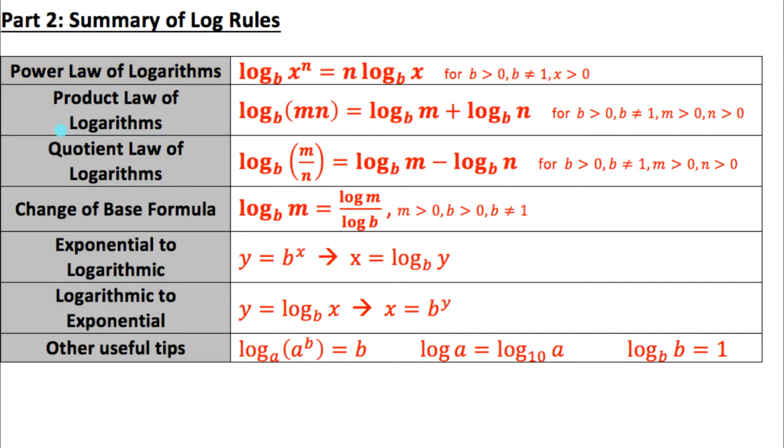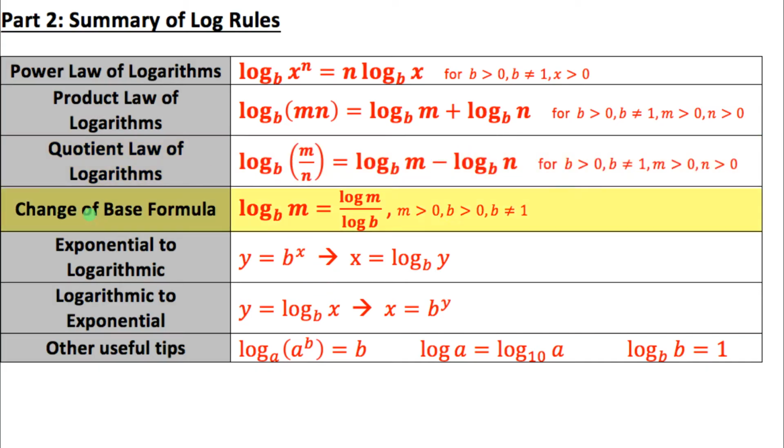And then we just talked about product and quotient law of logs. If we have two logs with the same base being added, we can write it as a single log, keeping that same base and multiplying the arguments. If we have two logs with the same base being subtracted, we can write it as a single log, keeping that same base and dividing the arguments.